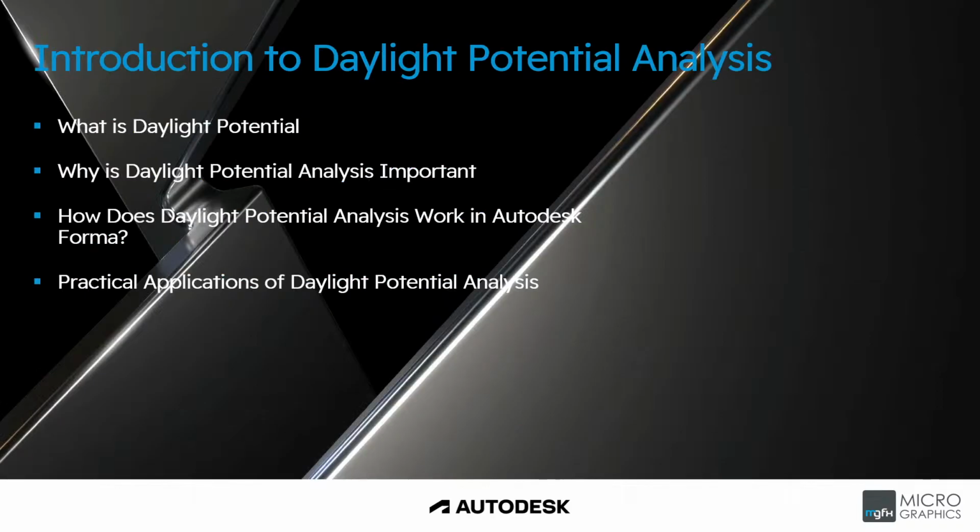Introduction to daylight potential analysis. What is daylight potential analysis? Daylight potential analysis in Autodesk Forma is a crucial tool for assessing how much natural light different areas of a building will receive. This analysis uses a vertical sky component score to evaluate and visualize daylight availability on building facades.